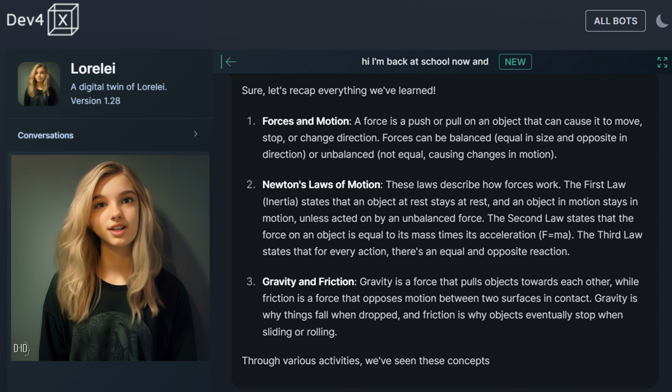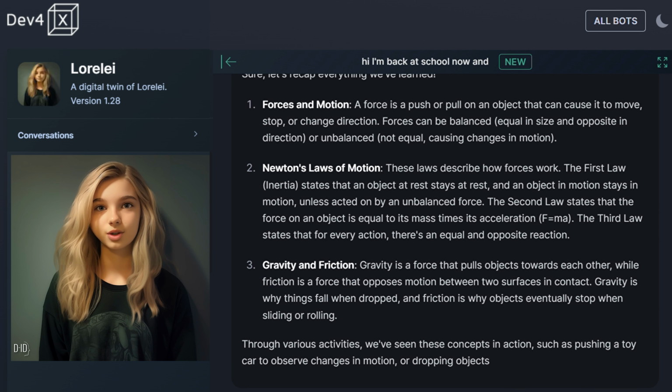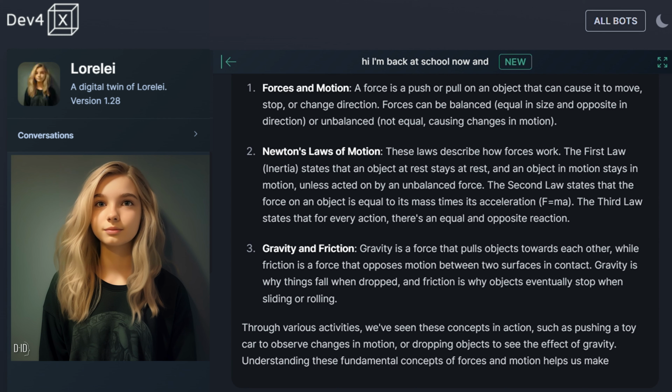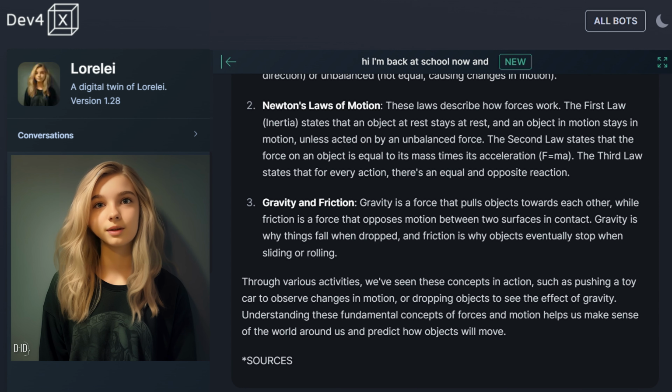Through various activities, we've seen these concepts in action, such as pushing a toy car to observe changes in motion, or dropping objects to see the effect of gravity. Understanding these fundamental concepts of forces and motion helps us make sense of the world around us and predict how objects will move.